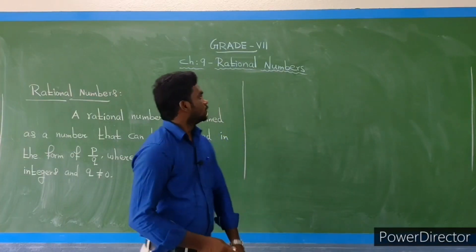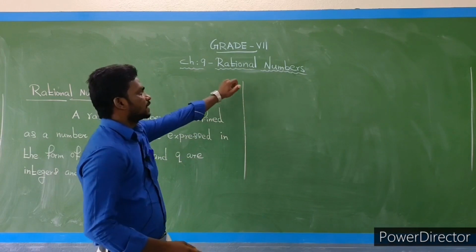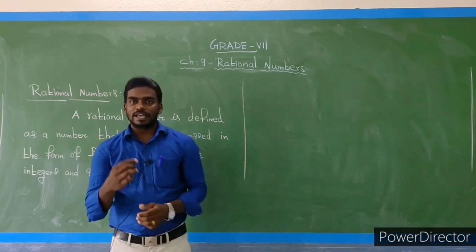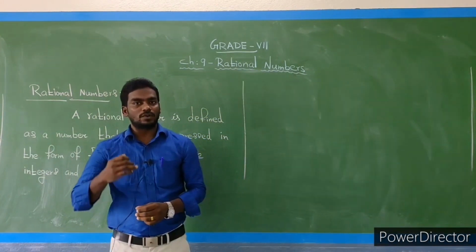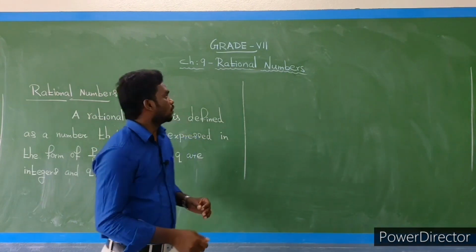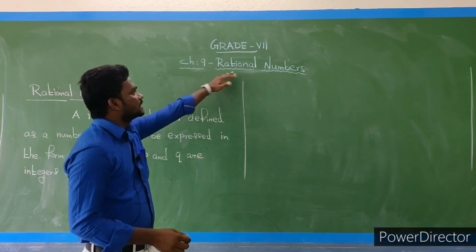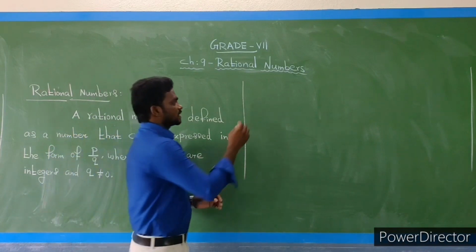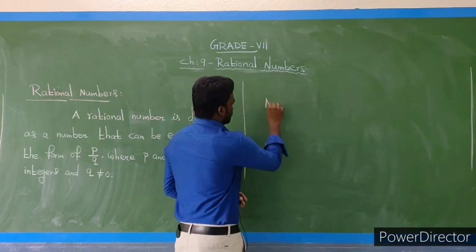Good morning, students. Today we are going to discuss our chapter 9, rational numbers. In our 8th chapter, comparing quantity is our omitted portion for this year. So we are going to discuss what are rational numbers. First, let us recall our basic number system.